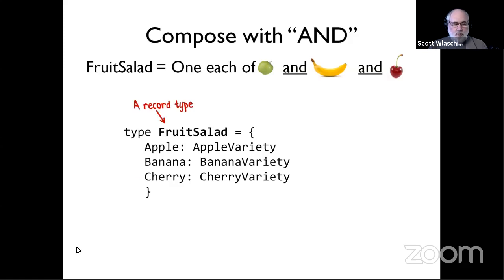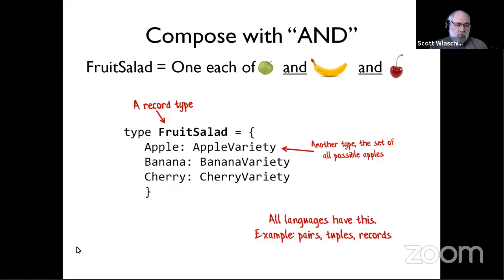Okay, and in F#, we call this a record type. But basically, this is something you're familiar with. It's a struct. You know, it's not exactly a class, but it might be like a DTO or something, a very simple object. And the colon after the apple means apple variety. In the apple case, it's all the possible apples it could be. So it could be an int or a string, or in this case, one of the apples. And this is something you're familiar with in any programming language. Anytime you have a pair or a tuple or a record or a struct, this is what's going on.